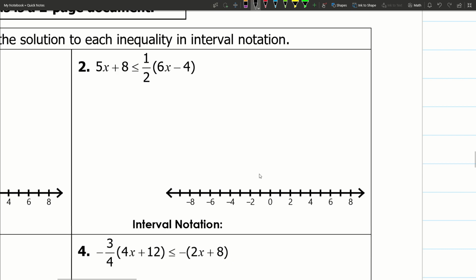We want to move everything away from our x values, and we also want to try and get our x on the left side. In general, we always like our x, or whatever our letter is, to be on the left, and then our number on the right. But to do any of that, the first thing I need to do is distribute this 1/2.